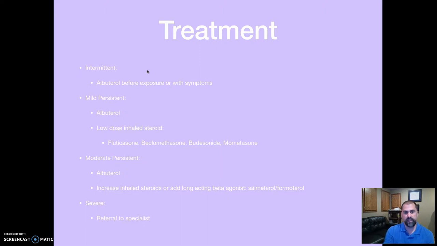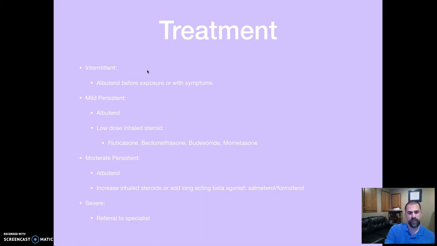Your mild persistent patient, the patient who has greater than 2 days a week of symptoms, will get albuterol as needed, just like our previous patient, but then they will also have a low-dose inhaled steroid, such as Flovent, beclomethasone, budesonide, or mometasone. Your moderate persistent patients, those having symptoms daily but not throughout the day, are going to have a higher dose of inhaled steroids, or they may have a long-acting beta agonist added to the steroid. So really, you're going to see more combination of medications in this area. And then your severe asthmatic, those are the ones you're going to refer to the specialist because their treatment may be more complicated.